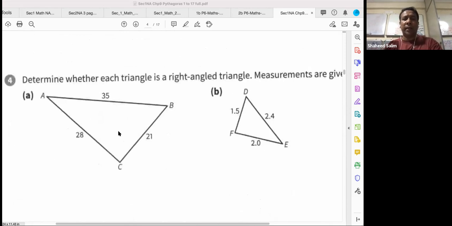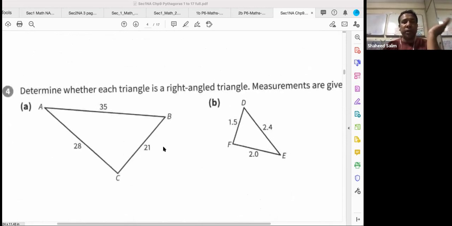Now they're asking, which is a right angle triangle? If you can prove that the two shorter sides squared add up to become the longest side squared, that means it's a right angle. If they don't add up, that means it's not a right angle. Can you try A first? Can you see whether they add up?